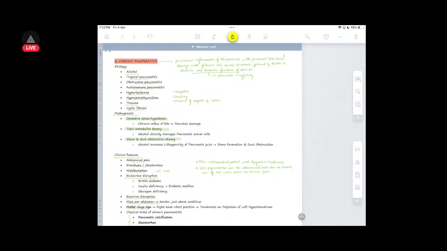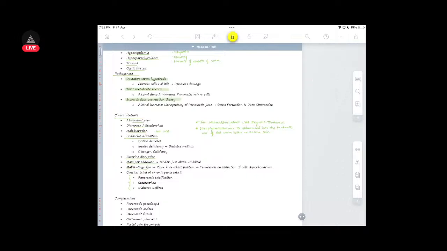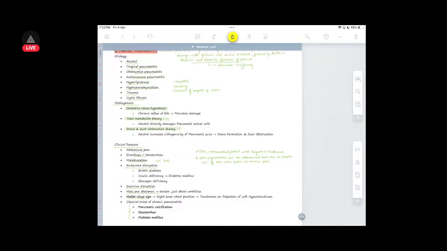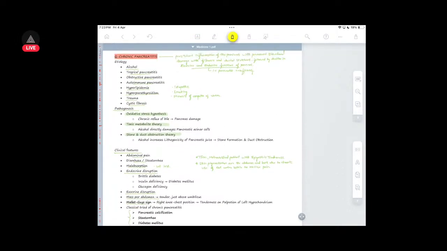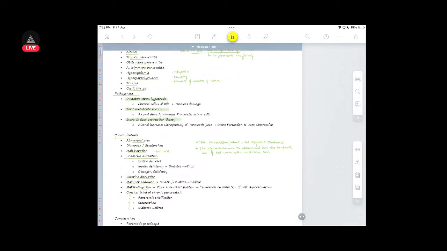It is caused by alcohol, tropical pancreatitis, obstructive pancreatitis, autoimmune pancreatitis, hyperlipidemia, hyperparathyroidism, trauma, cystic fibrosis. Oxidative stress hypothesis: chronic reflux of bile will lead to pancreas damage. Toxic metabolite theory: alcohol directly damages pancreatic acinar cells. And stone and duct theory: alcohol increases lithogenicity, which leads to stone formation and duct obstruction, all leading to chronic pancreatitis. So mainly alcohol comes up in a lot of places.